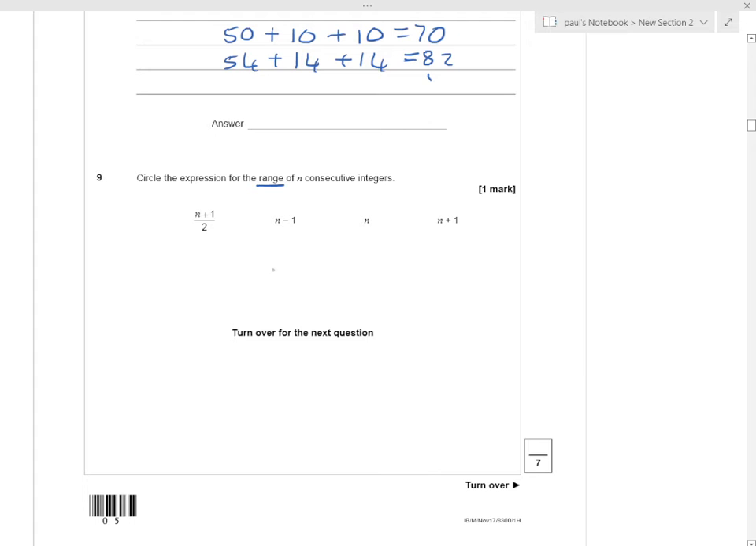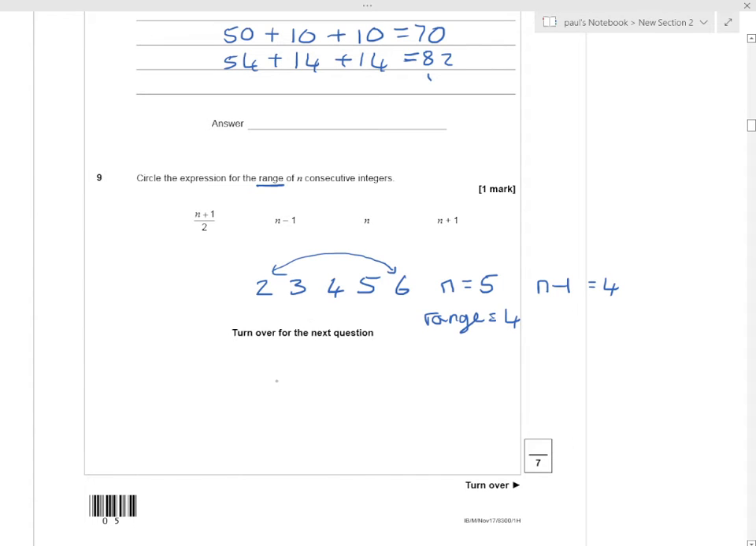Now, so let's do some consecutive integers. Just random ones, yeah? 2, 3, 4, 5, and 6. Okay, so we've got 5 integers and the range is between 2 and 6. So the number of integers we've got is 5 and the range we've got is 4. So it's going to be n minus 1 will equal the range, wouldn't it? N minus 1. 5 take away 1 equals 4.